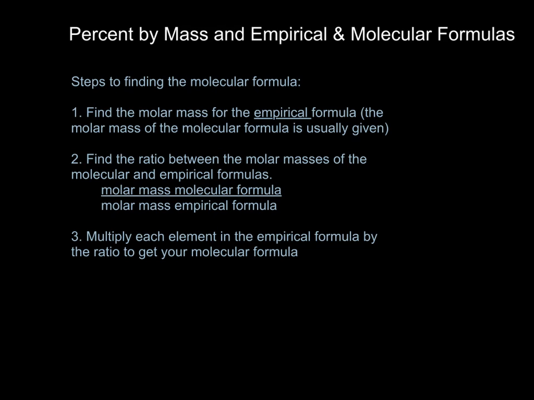The equation is usually going to give you the molar mass of the molecular formula for you to work with. For step 2, you need to find the ratio between the molar masses of the molecular and empirical formulas. Remember, our molecular formula for hydrogen peroxide was H2O2, but I can simplify that down to represent the ratio of hydrogens to oxygens by dividing both of my elements by 2 to get the empirical formula of HO.